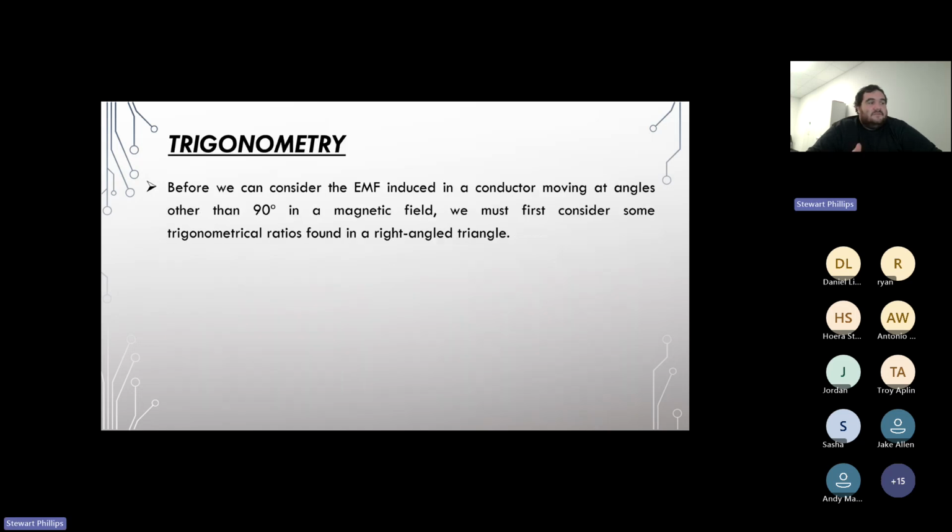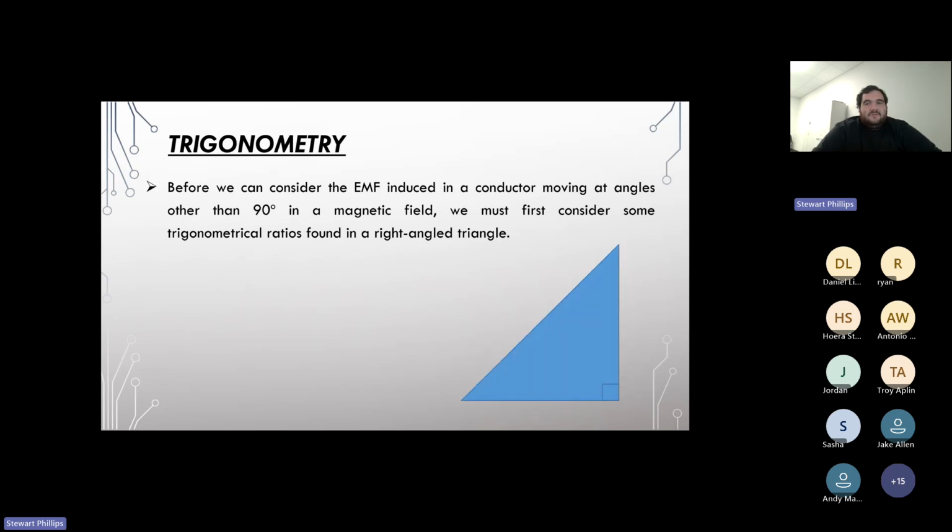Cool. So everyone remembers trigonometry? Before we consider EMF induced in a conductor moving at angles other than 90 degrees in a magnetic field, we must first consider some trigonometrical ratios found in a right angle triangle. Right angle triangles are everywhere in electrical theory. So yeah, good to brush up on trigonometry.